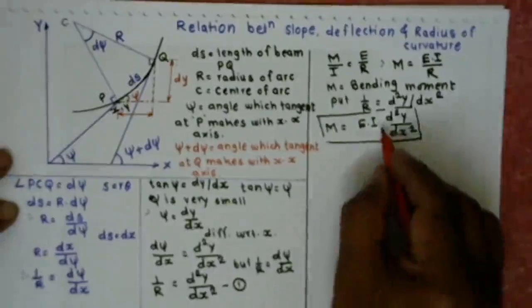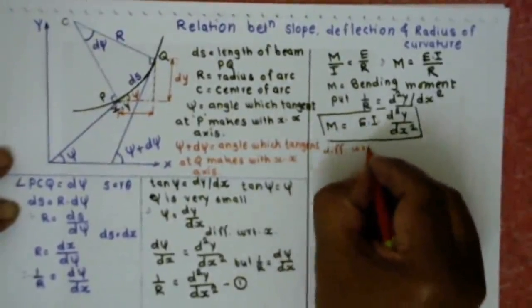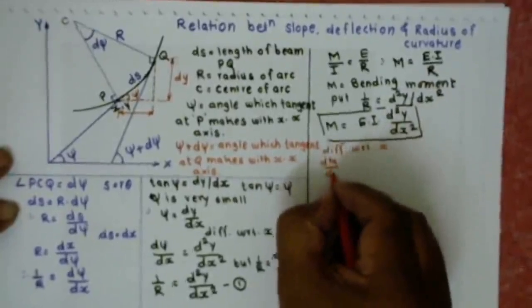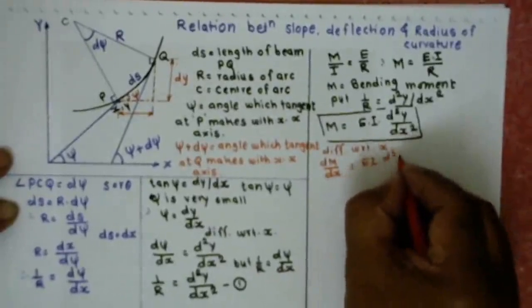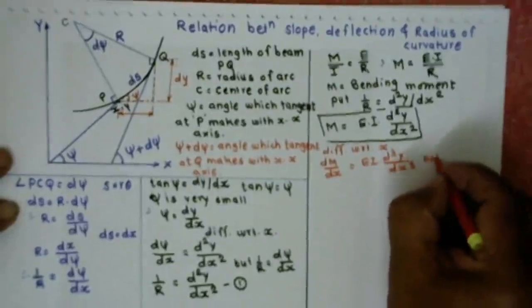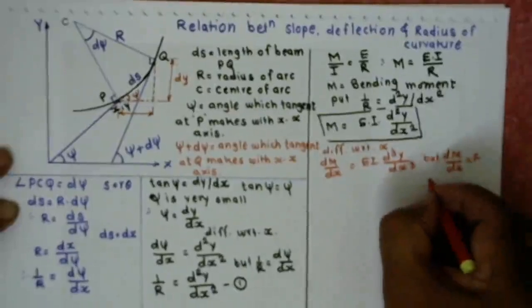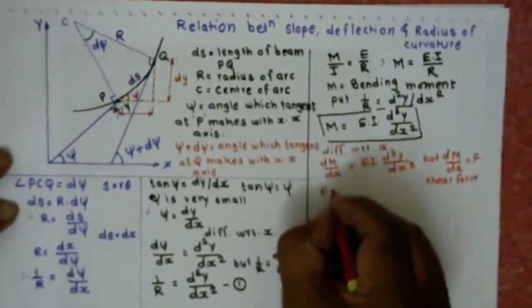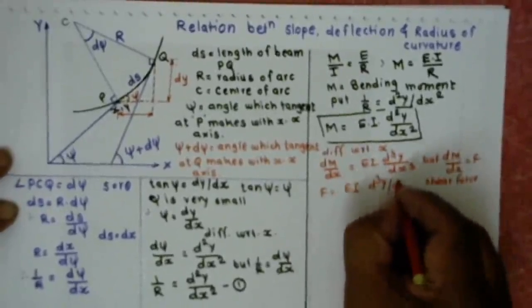Now if we differentiate this equation with respect to x, it becomes dM upon dx is equal to EI into d cube y upon dx cube. But dM upon dx is equal to shear force. So we may say that shear force F is equal to EI into d cube y upon dx cube.